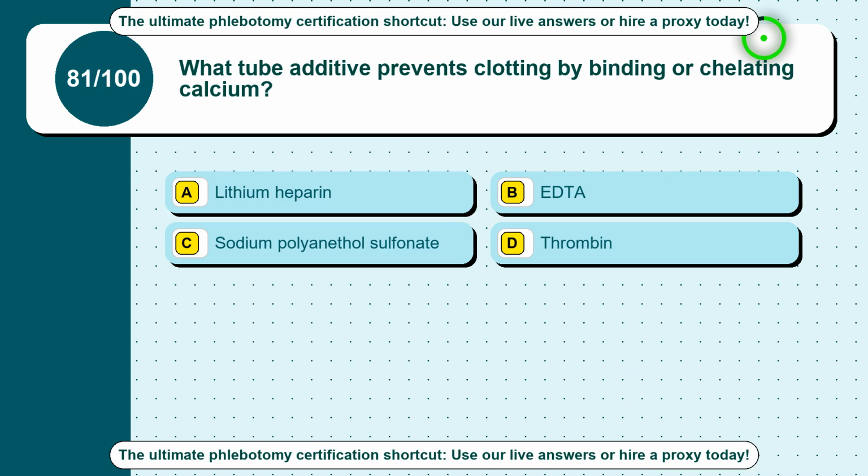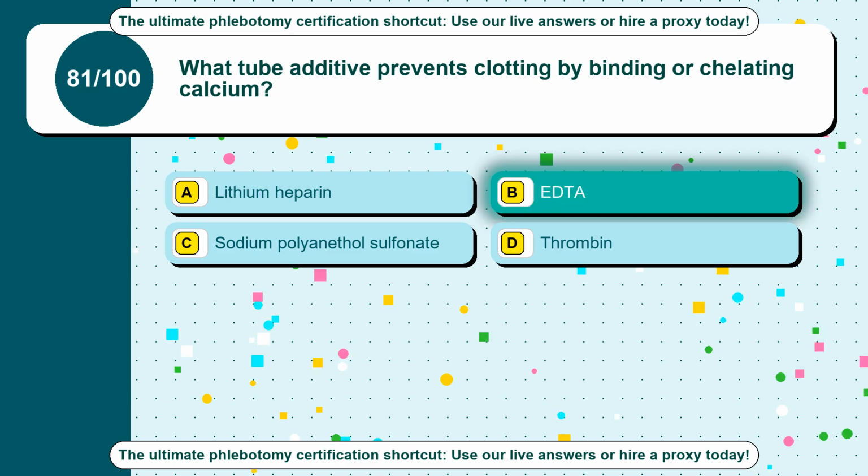Question 81. What tube additive prevents clotting by binding or chelating calcium? Option A, lithium heparin. Option B, EDTA. Option C, sodium polyanethol sulfonate. Option D, thrombin. The correct answer is option B, EDTA.